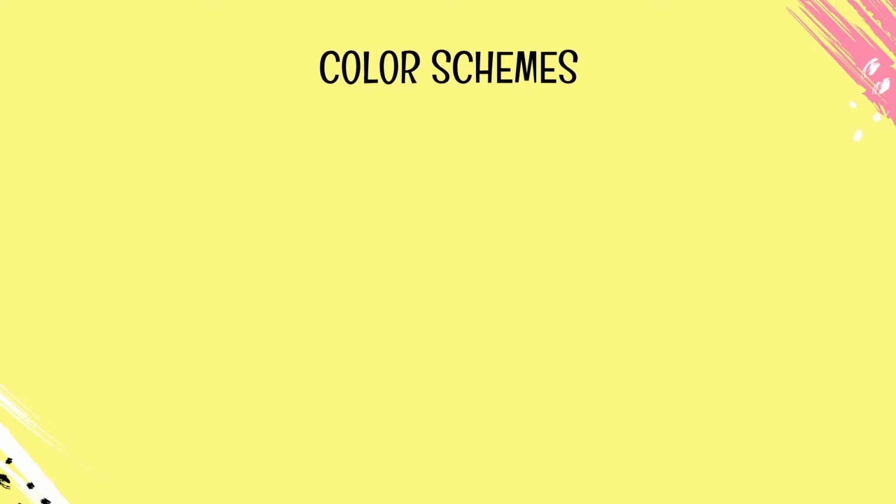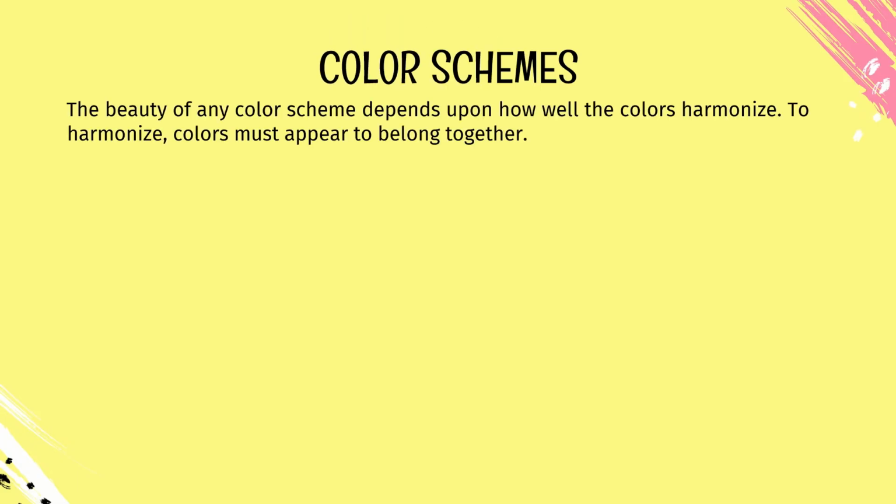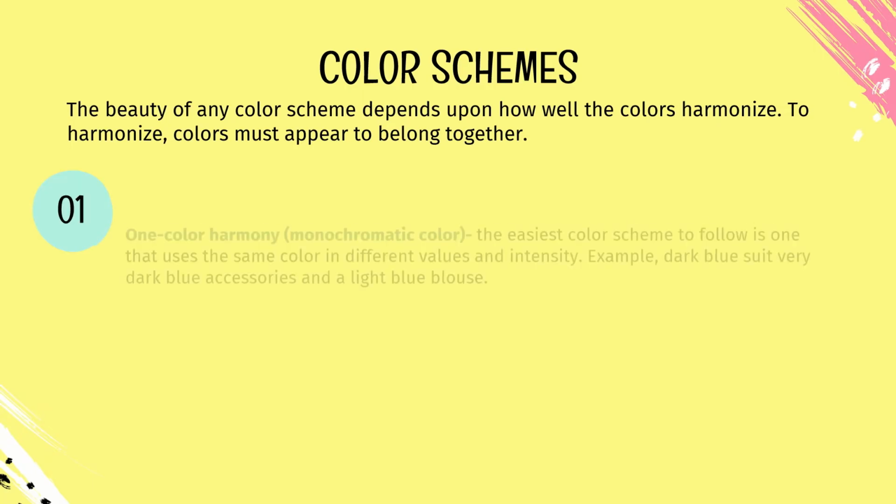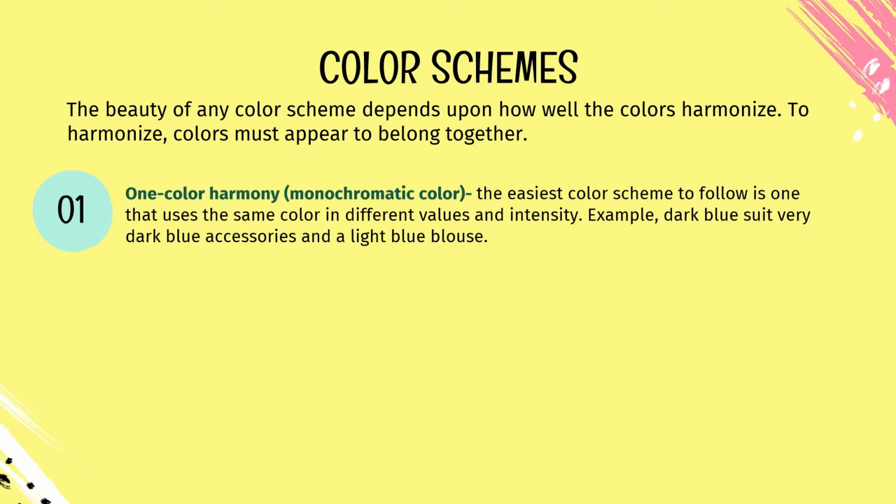Let us proceed to the color schemes. The beauty of any color scheme depends upon how well the colors harmonize. To harmonize, colors must appear to belong together. Number 1, one color harmony, or what we call the monochromatic color. The easiest color scheme to follow is one that uses the same color in different values and intensity. For example, a dark blue suit, very dark blue accessories, and a light blue blouse.